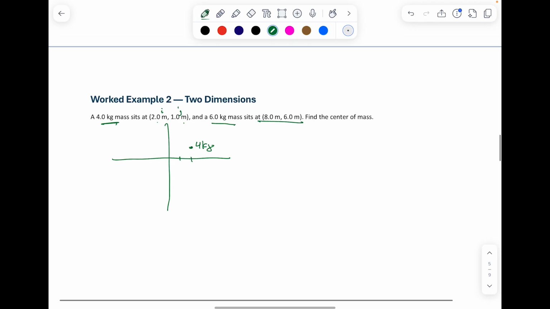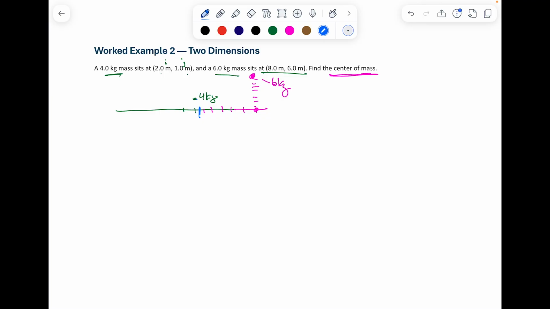So I'm going to change colors. 1, 2, 3, 4, 5, 6, 7, 8. So it's 8, 6. I'm not drawing it very well. And this has a mass of 6 kilograms. So now let's find them each separately. Let's go with our X. I can say X_CM would be equal to 4, that's the mass, times 2, plus 6 times 8, over my total mass, which is 10.